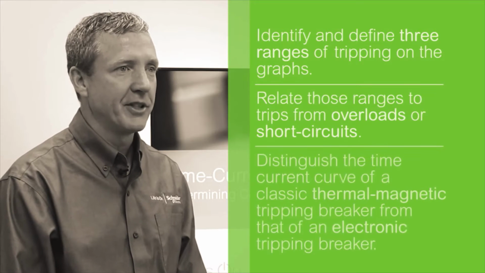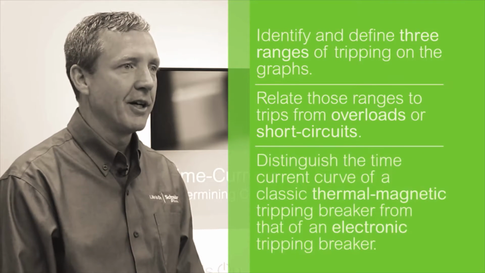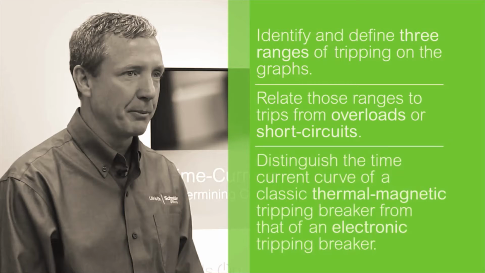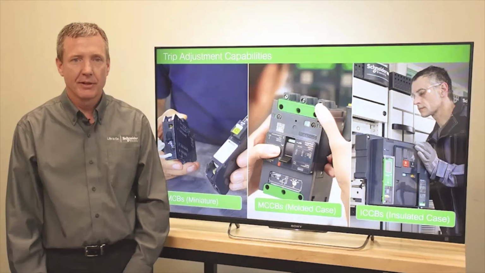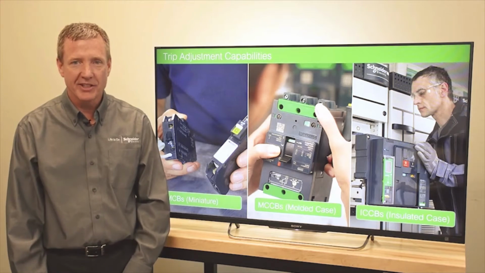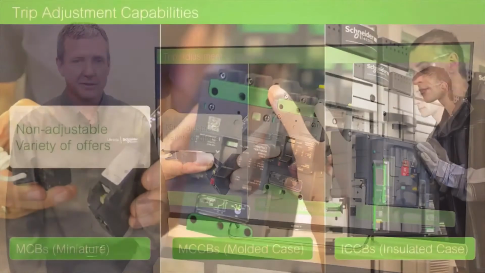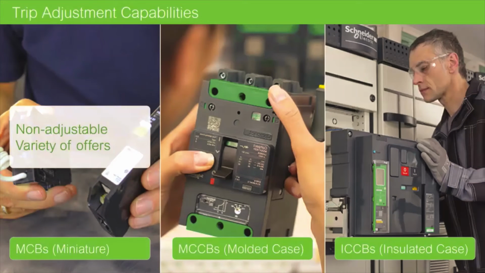You will also be able to distinguish the time current curve of a classic thermomagnetic tripping breaker from that of an electronic tripping breaker. On some time current curves, you will see that you can adjust the tripping responses. For our residential miniature circuit breakers, adjustable tripping is not offered. For residential solutions, we can give you a better cost advantage in offering variety of circuit breakers with differing tripping responses.